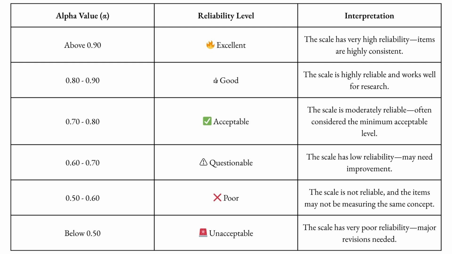Let's learn about the limitations of Cronbach alpha. Number one is it assumes that all items contribute equally, which is not always true. Number two, a high alpha doesn't guarantee validity. Your test can be reliable but still measure the wrong things. Number three, it's affected by the number of items, meaning longer tests tend to have artificially high alpha values. These three are the limitations of the Cronbach alpha.